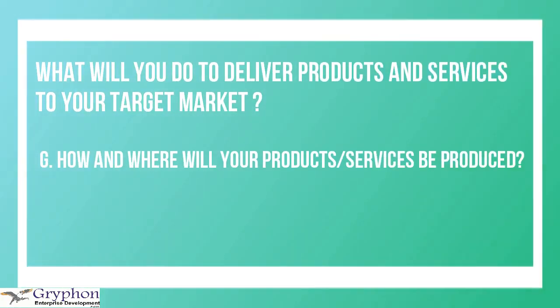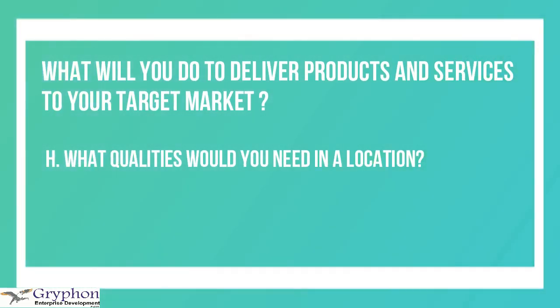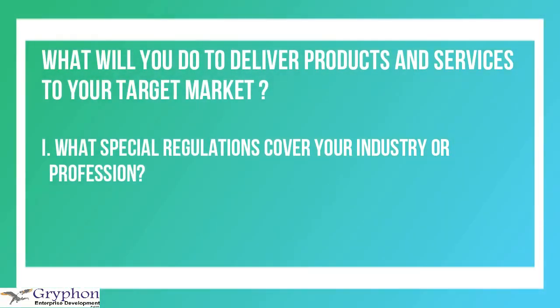You want to stick to your knitting. What is core to your ability to manufacture, deliver the product? And you look for partnership. Who has developed systems that are far more efficient than what you can design? Other questions around your operation strategy is, how and where will your products or your services be produced? What qualities would you need in a location? What special regulations cover your industry or profession?